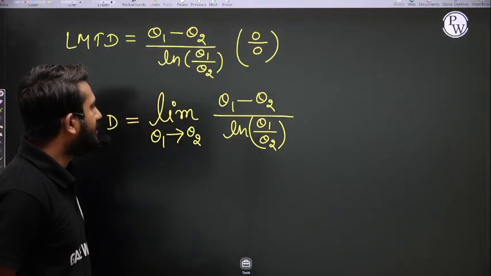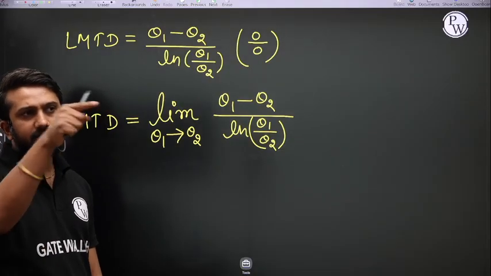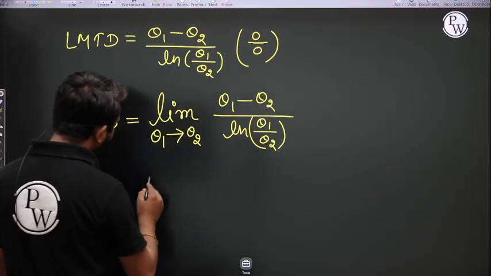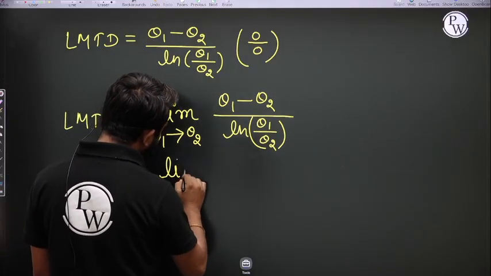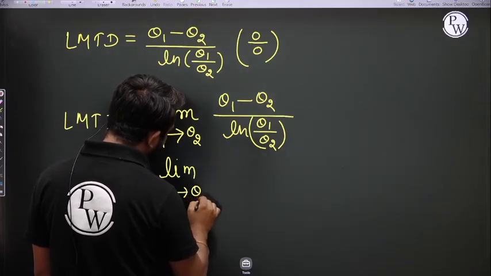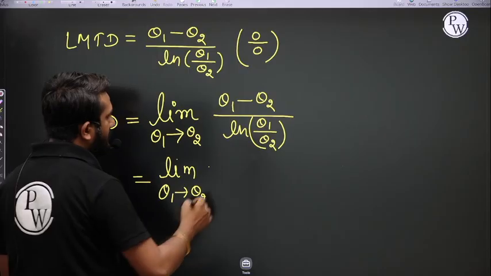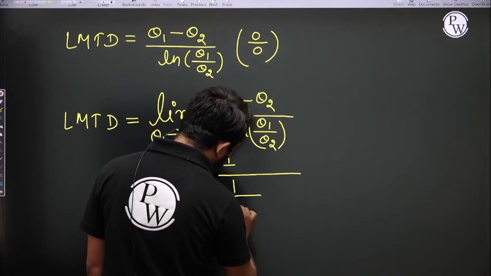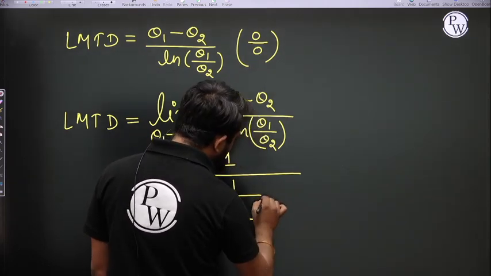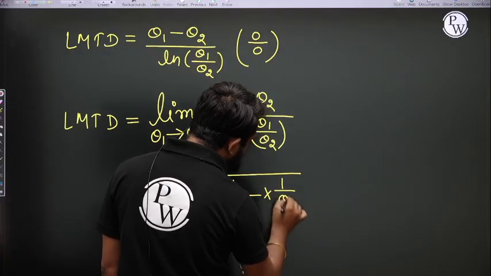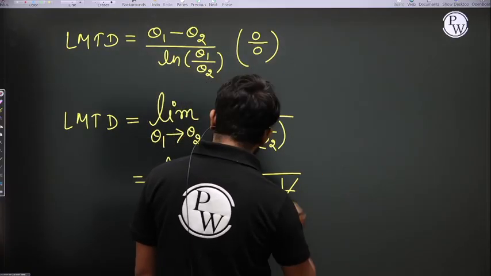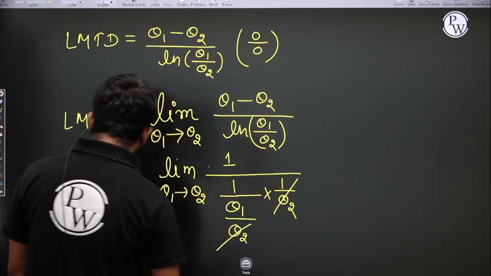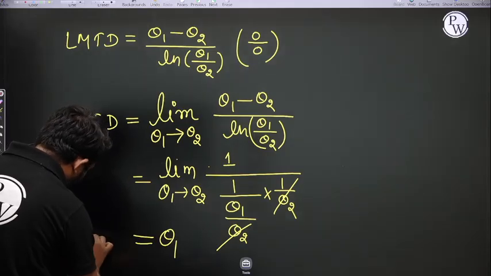And what is the variable here? Theta 1. Theta 1 is a variable because theta 1 approaches theta 2. The value of theta 1 will change. So if you differentiate here, limit theta 1 approaches theta 2, theta 1 minus theta 2 gives 1, divided by 1 upon theta 1 by theta 2 into 1 upon theta 2. So 1 by theta 2 cancels out, and ultimately what you get is theta 1. So in this case, what is the LMTD? The LMTD is theta 1.